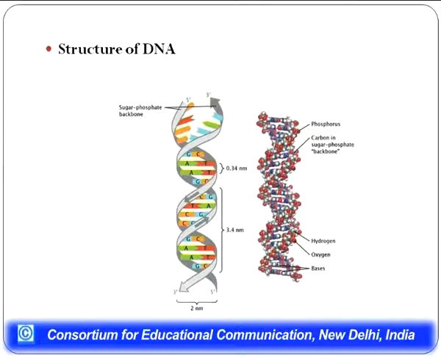Now before I move on to the process of replication, let us have a brief summary of the structure of DNA. The structure of DNA as proposed by Watson and Crick is made up of a polynucleotide backbone. The backbone is made up of sugar and phosphate groups. There are two anti-parallel strands. That means one of the strands runs in 5' to 3' direction, and the complementary strand runs in the opposite direction. The nitrogenous bases project from the backbone of the two strands, and they make complementary base pairing.